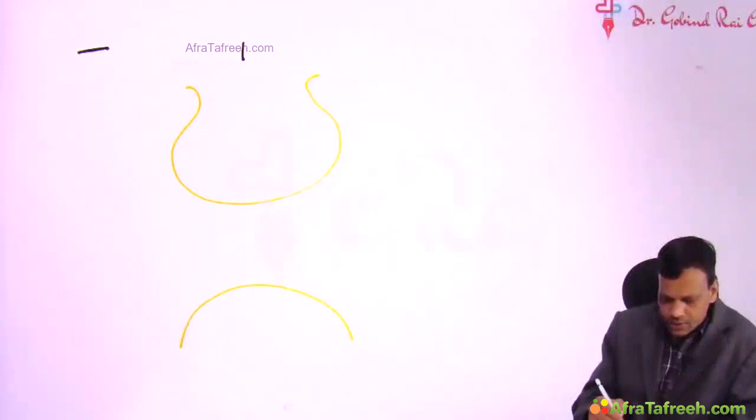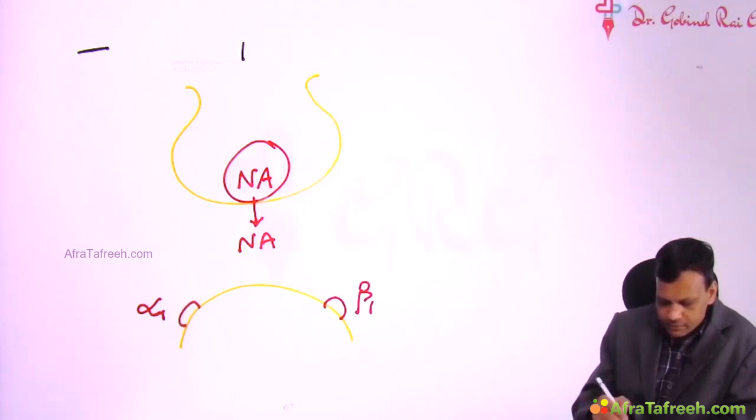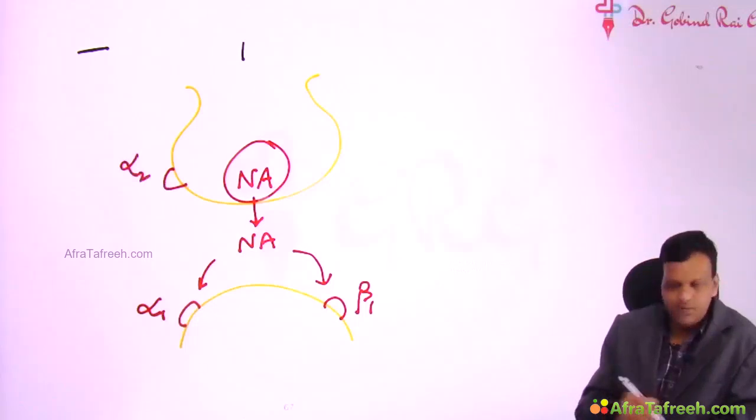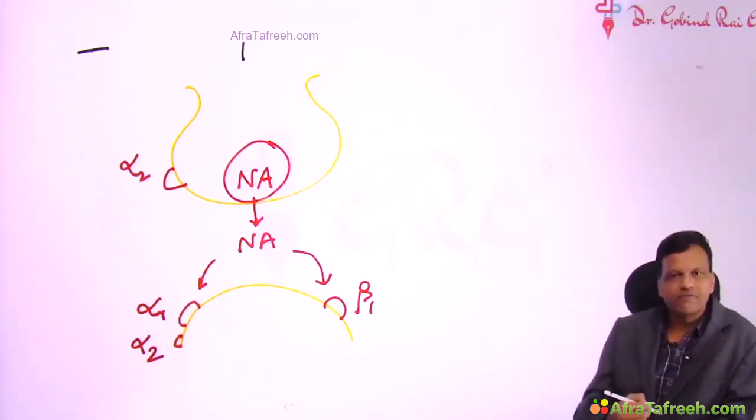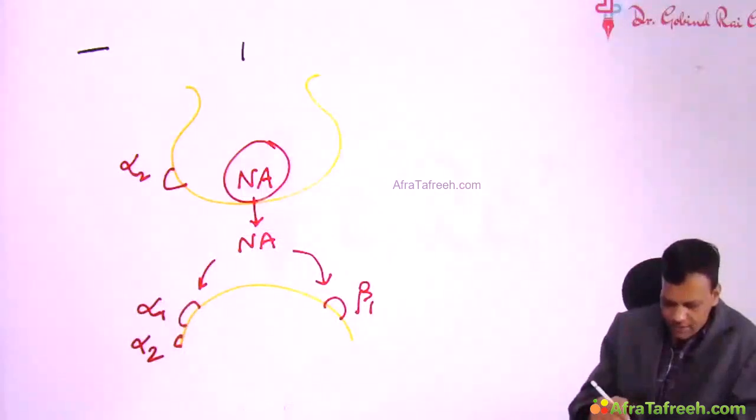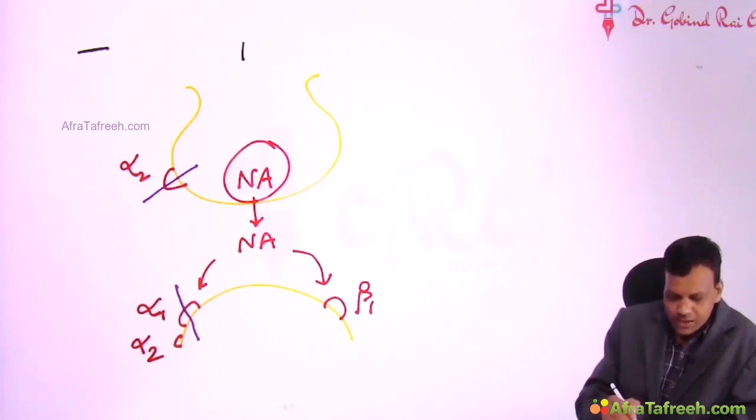So noradrenaline is produced and stored here. When the nerve impulse comes, it is released. Then it acts on alpha 1 and beta 1 receptor here. Now, alpha 2 is mainly present here, the presynaptic receptor. A small amount of alpha 2 is present here, the function of which is like alpha 1. So when we give a non-selective drug, it will block alpha 1 as well as alpha 2. So when it blocks presynaptic alpha 2 receptor, that means it will stop the action of this alpha 2.